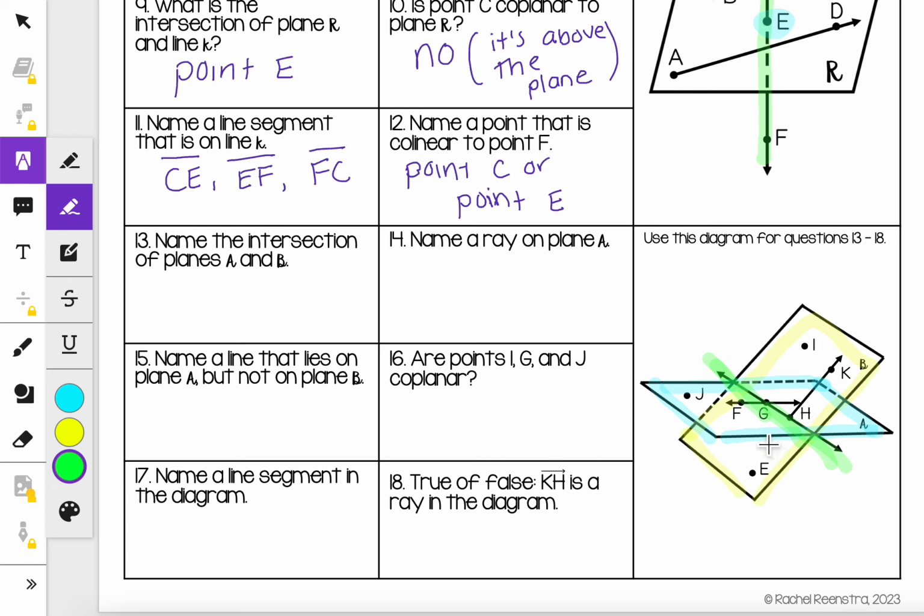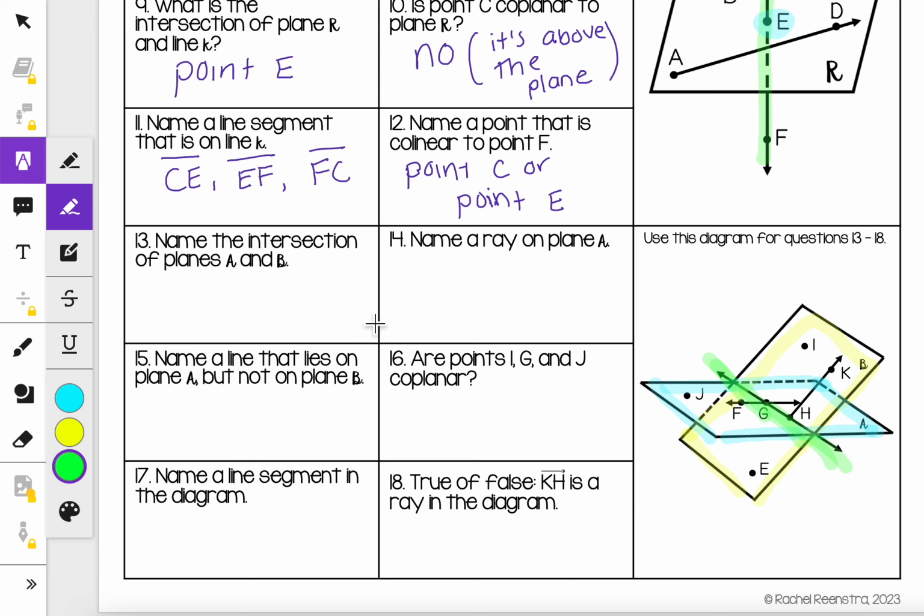That's why when we're naming a plane using 3 letters, we want to make sure they are not on the same line, okay? Because then you could be talking about one of 2 different or possibly 3 different planes if those 3 points were on the line of intersection there.